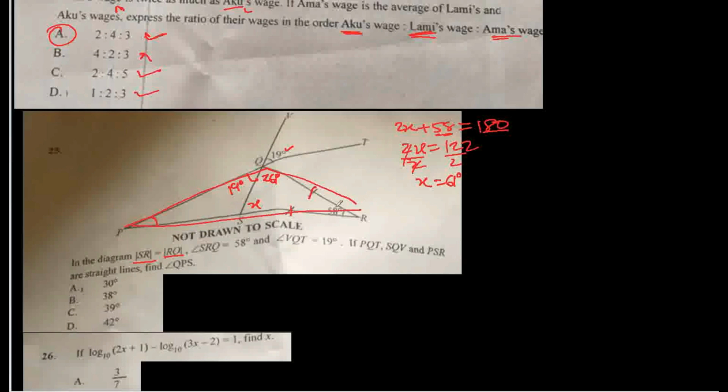This, and this. This angle is 58. This is already here. How much? 61 and 19, 80. So this will be 80 plus 58, remaining will be this one. So 80 plus 58 is 138. We subtract that from 180, which is the total sum of the angles of this big triangle PQR, and we get how much? 42 degrees. So 42 degrees, D is the answer in this case.